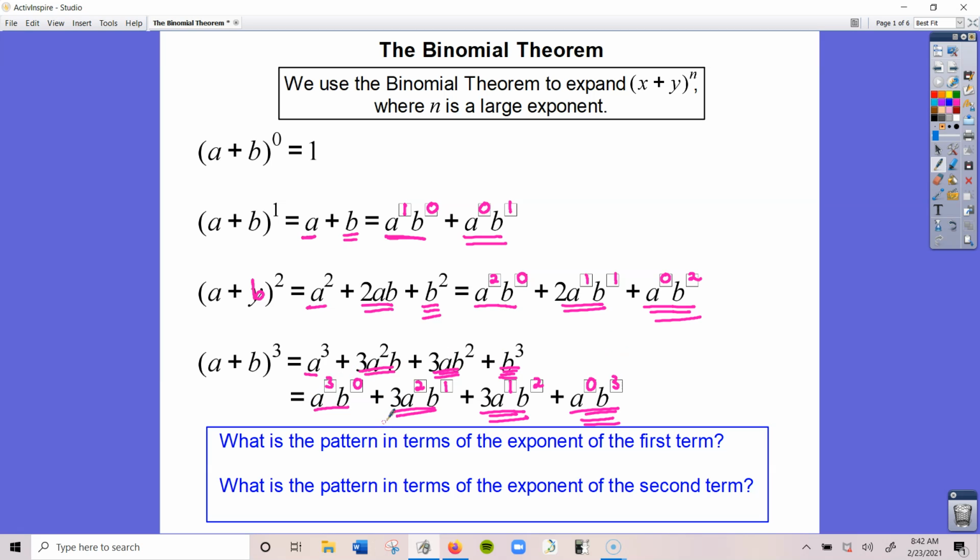So now we're going to look at what is the pattern of the exponents for the first term. If you look, the first term for all of these examples is a. So we start off with 1 and then 0. Then it goes 2, 1, 0. Then it goes 3, 2, 1, 0. What you should notice is that the pattern is that the exponents are decreasing. And it starts with the highest exponent, or rather the exponent of the binomial.